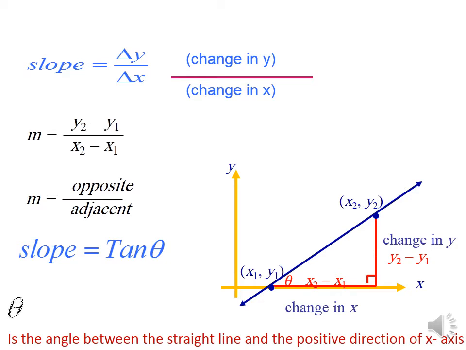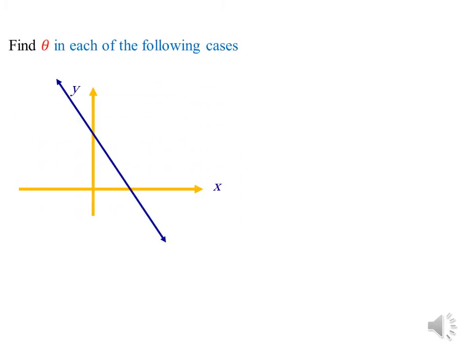Again, theta is the angle between the straight line and the x-axis in the positive direction. What does it mean? That means we are going to start with the OX ray and go in the positive direction. That means going up. Start with OX and go up till you find the straight line. So the angle will be theta. In these figures, in the first figure, here I have the line and I need to find the angle between the x-axis and the straight line in the positive direction.